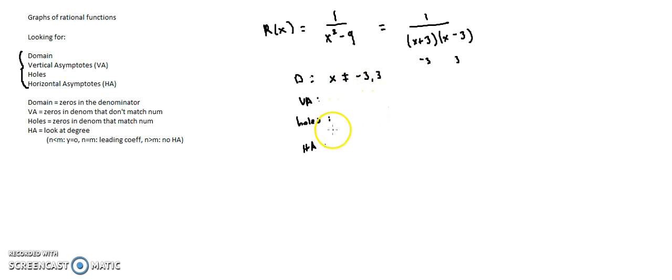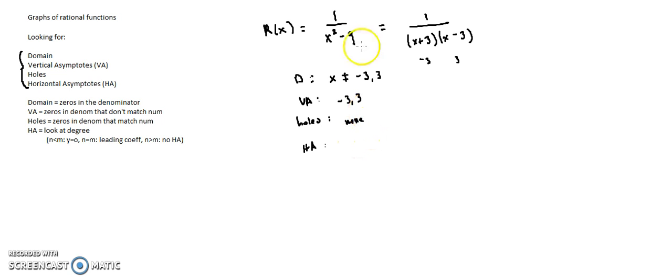All right, so remember, vertical asymptotes are the zeros that don't match the numerator. So coming back over to our factors, do either of our factors match the numerator? No, because there's nothing there. So both of them are going to be vertical asymptotes. So we're going to have vertical asymptotes at -3 and +3, and that means that we are not going to have any holes this time.